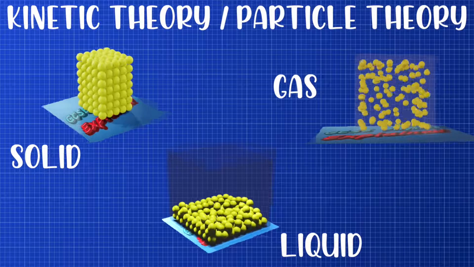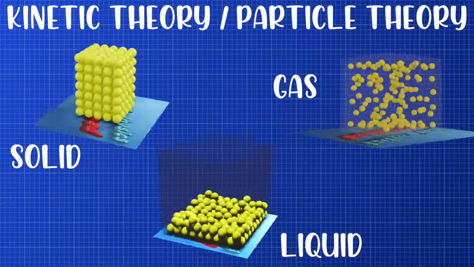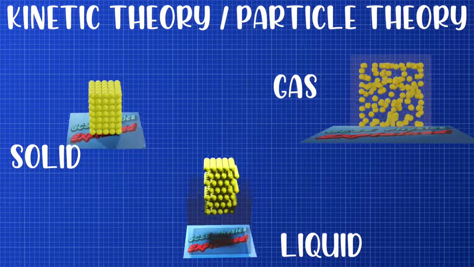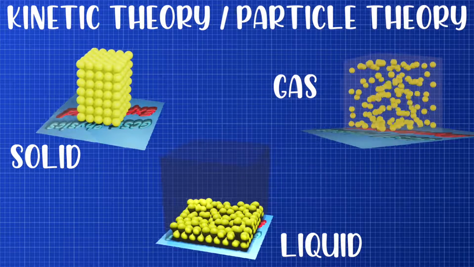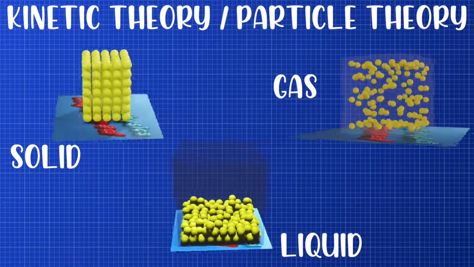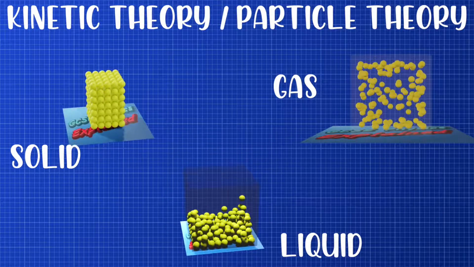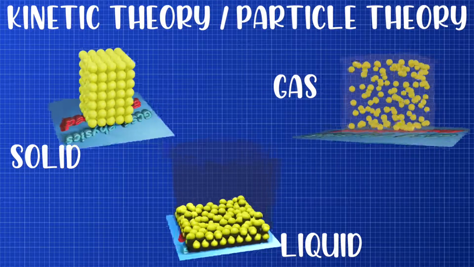Kinetic theory or particle theory is where we think of particles as tiny, solid, identical balls that represent the real particles in solids, liquids and gases. It's very simplified, so it's not totally correct, but thinking about the particles in this way does help us to explain the properties of the 3 states of matter and how they behave.